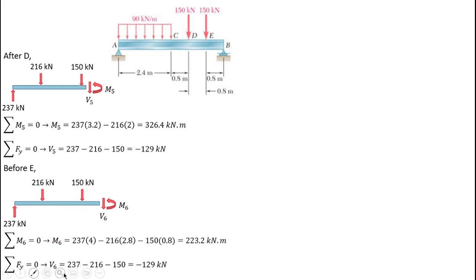And the next is before E, the load is still the same. So we have V6 equal to minus 129 kilonewton also. And for M6, the distance is different, which is 237 kilonewton times 4 meter, and this 216 kilonewton times 2.8 meter, and this 150 kilonewton times 0.8 meter. So we have M6 equal to 223.2 kilonewton meter.